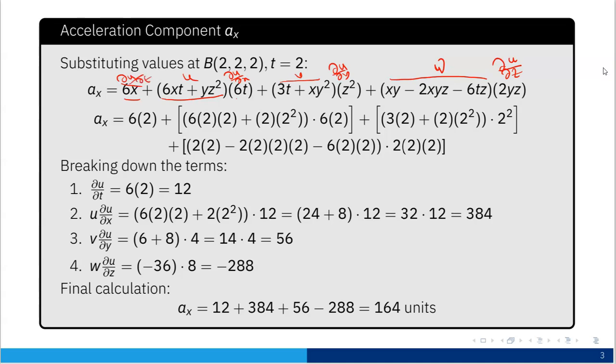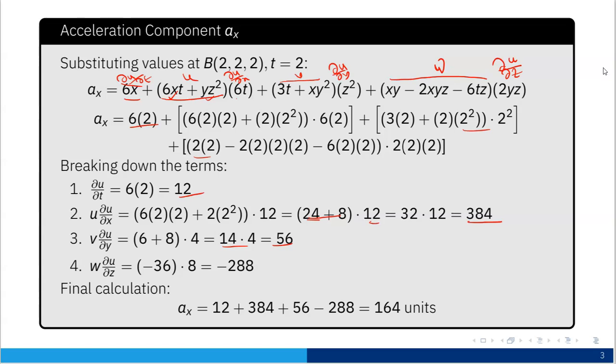Now if I plug in x equal to 2, y equal to 2, z equal to 2 and t equal to 2 and do the calculation: ∂u/∂t is 6 into 2, so 12. For u ∂u/∂x, u is nothing but 24 plus 8, and 6t is 12, so that will be 384. And for v ∂u/∂y, v is 3t plus xy², so 6 plus 8, and ∂u/∂y is z², that is 4, so 14 into 4, that is 56.